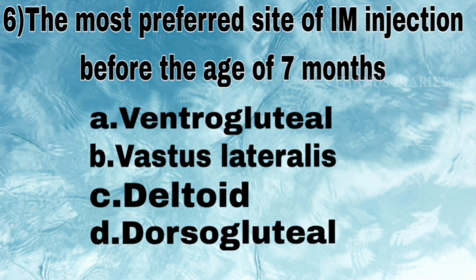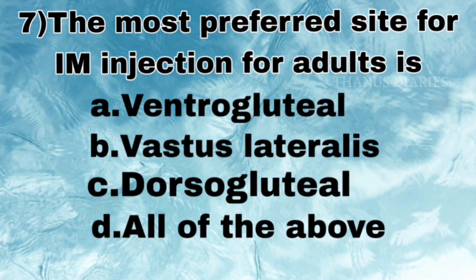Next question. The most preferred site of IM injection, intramuscular injection, before the age of 7 months. Options are ventrogluteal, vastus lateralis, deltoid, dorsogluteal. The answer is vastus lateralis. Next question. The most preferred site for IM injection for adults is ventrogluteal, vastus lateralis, dorsogluteal, all of the above. The answer is ventrogluteal.